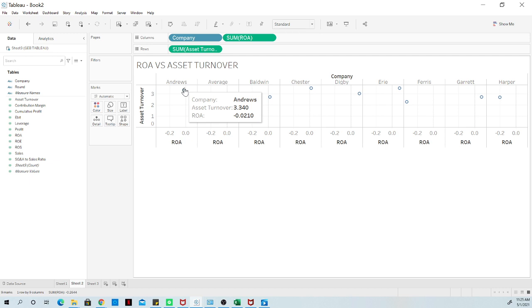So we see here where the asset turnover, which considers revenue, is at 3.340, while ROA is at a negative. Even though our asset turnover is high, quote unquote, we were still having a negative return on our assets. Let's take a look at Baldwin, where Baldwin had a lower asset turnover than us, but their ROA was still positive. Okay.